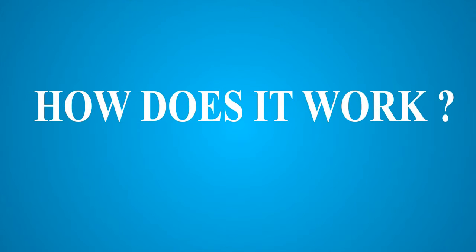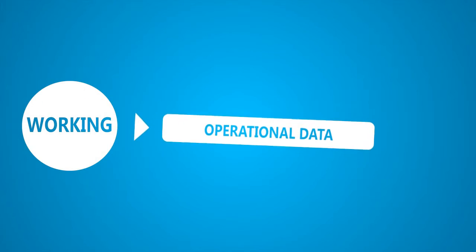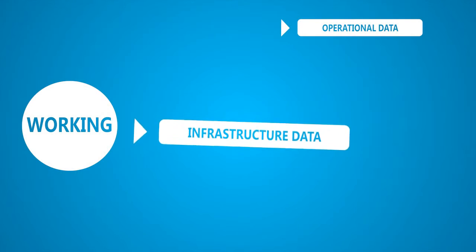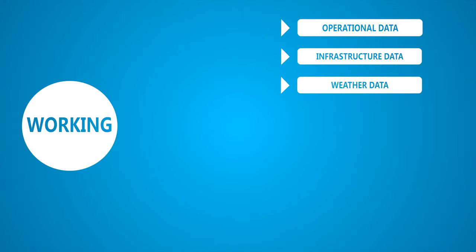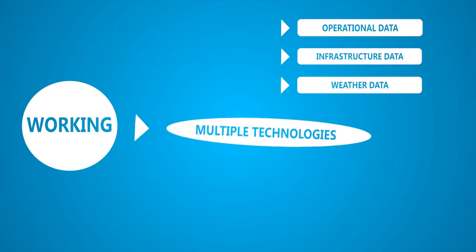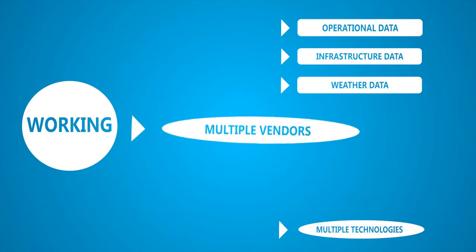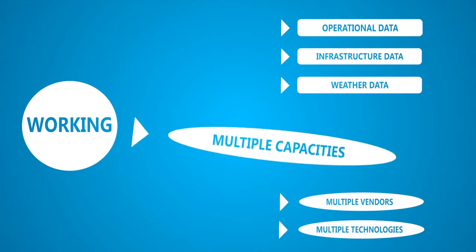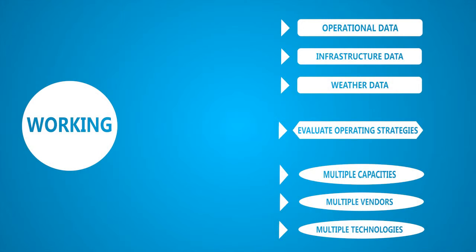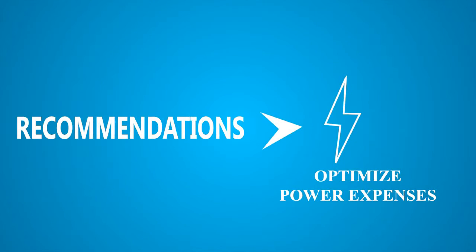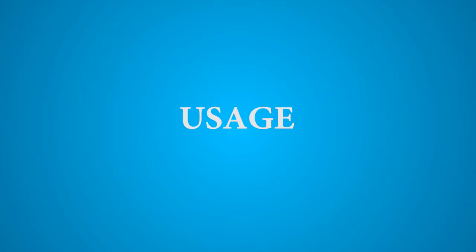How does this tool work? This tool analyzes the operational data, infrastructure data, and weather data for each site. Then for initiatives it evaluates multiple technologies, multiple vendors, and multiple capacities. And for operating strategy, it evaluates multiple operating strategies in a simulation environment, and then comes up with recommendations which optimize the power cost at each site. Let us look at two typical usage scenarios of the tool.